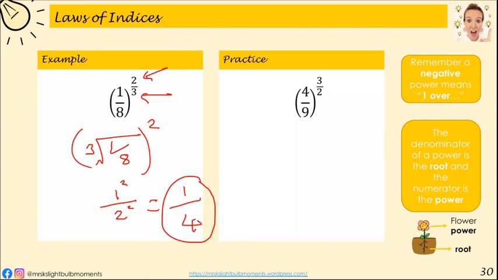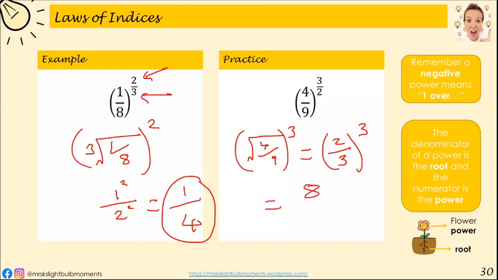Right, let's go through it together. So we've got to square root 4/9 and then cube it, because remember the 2 was my denominator this time, the base of the fraction, and the 3 was the power at the top. So the square root of 4/9 is going to be 2/3, because the square root of 4 is 2, the square root of 9 is 3. Don't forget we've still got to cube it. 2 times 2 times 2 is 8. 3 times 3 times 3 is 27. Final answer.